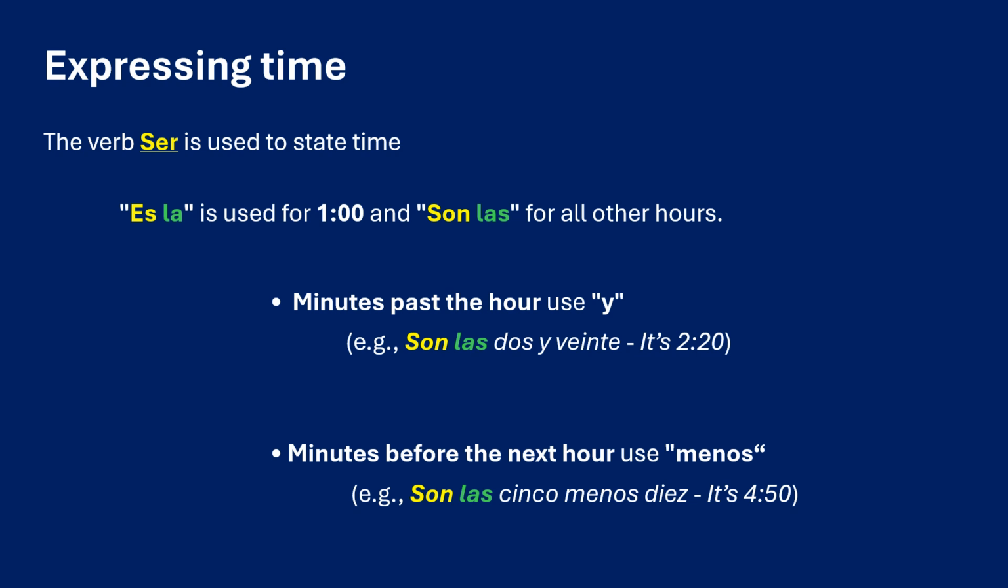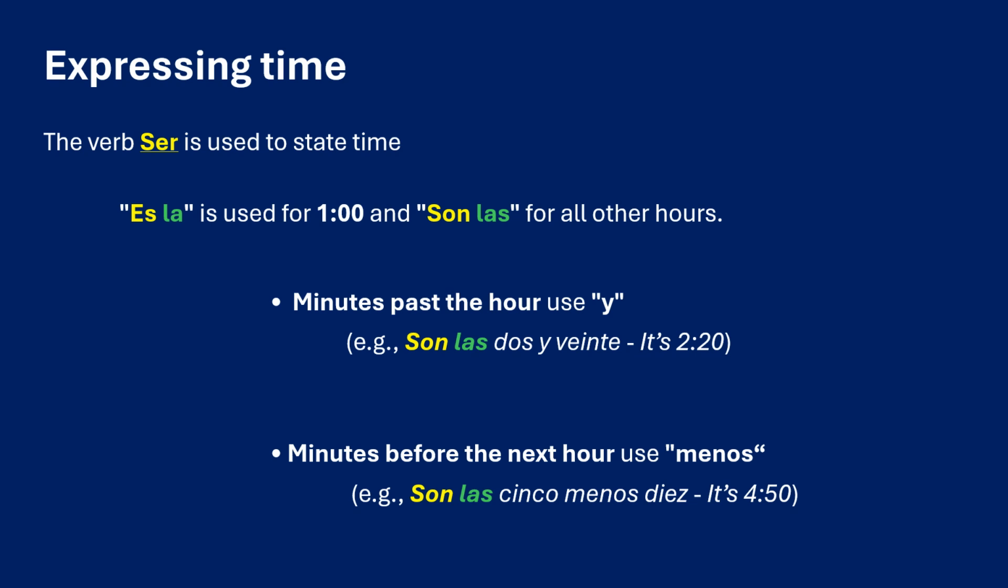We conjugate it either in the third person singular for 1 o'clock, or for any number beyond 1 o'clock, 2 through 12, we express it using a conjugated form in the third person plural, son. Es for the singular, son for the plural. Es la una, son los dos, son los tres, son los cuatro.